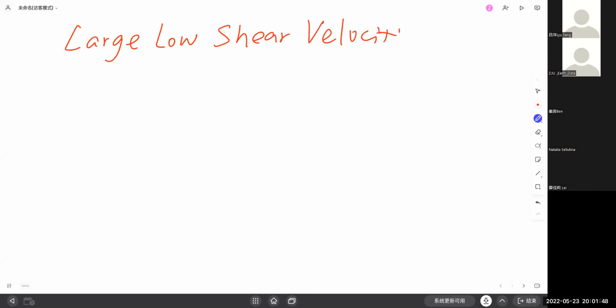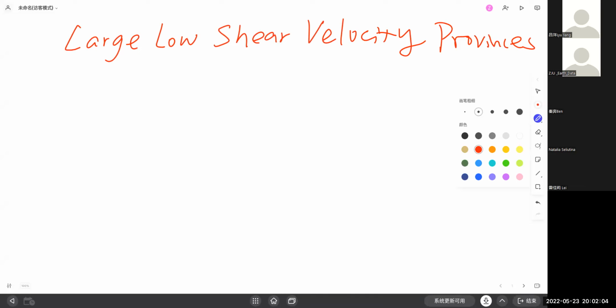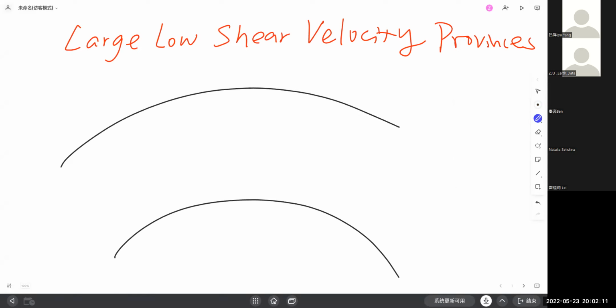So for these large low shear velocity provinces, it is one of the most heated topics in Earth's interior structure nowadays. As you can see from the name, it starts from the observation of seismology. So what people found, that was quite a while ago.